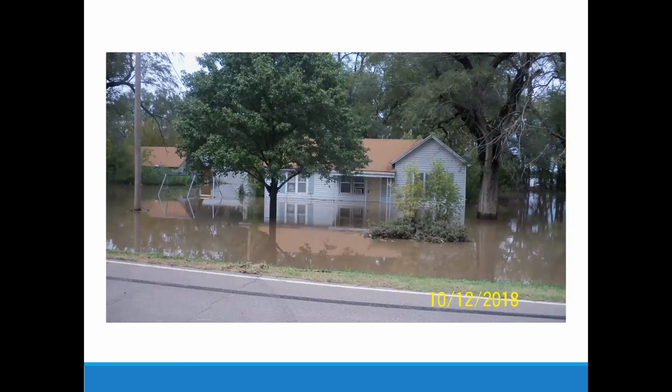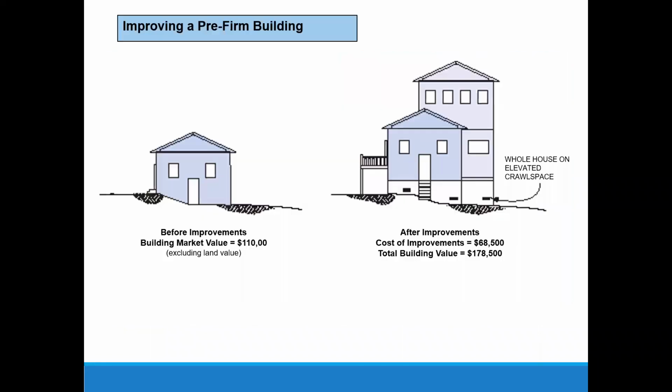But here's a pre-firm here in Kansas that was flooded. Again, doesn't look very elevated. Many of them are not elevated. And so we have to consider substantial improvement when people do change things about their houses, especially if they're pre-firm. We have to account for depreciation. So houses that are a bit older don't have as much of a market value after that.